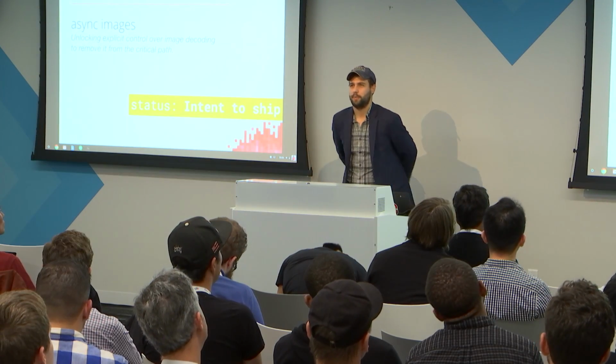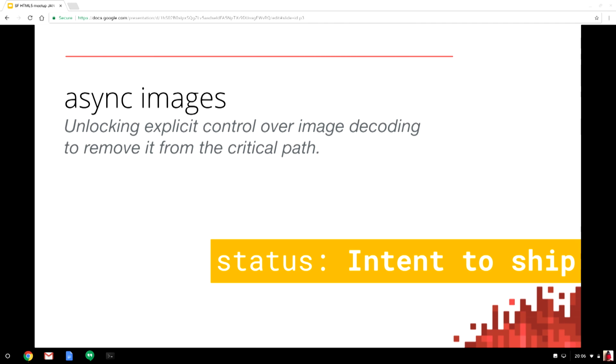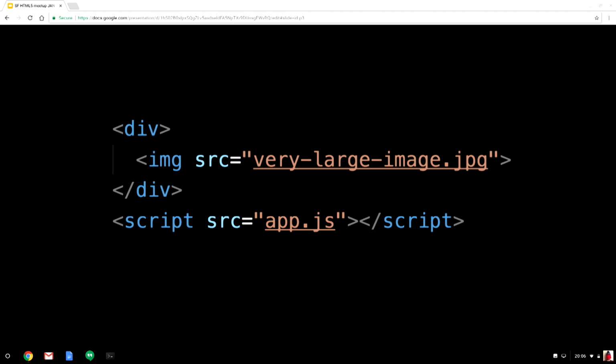Now, we were looking at images, so I'm going to tell you a little story about images in browsers and a way that they behave that's a little surprising. Async images is an intent-to-ship API in Chrome, and I think in other browsers people have bought into it. It unlocks this explicit control over image decoding and removes it from the critical path. So you might say, well, images aren't in the critical path. Well, it turns out that for very large images, they are in the critical path.